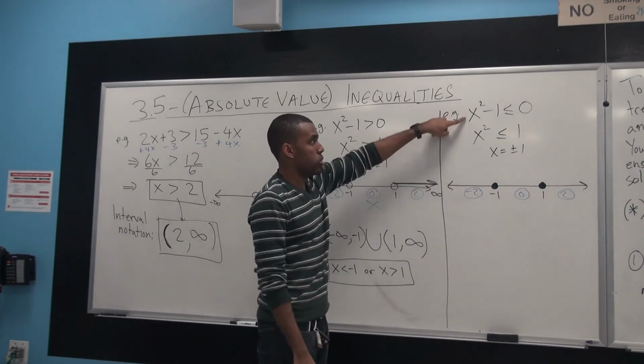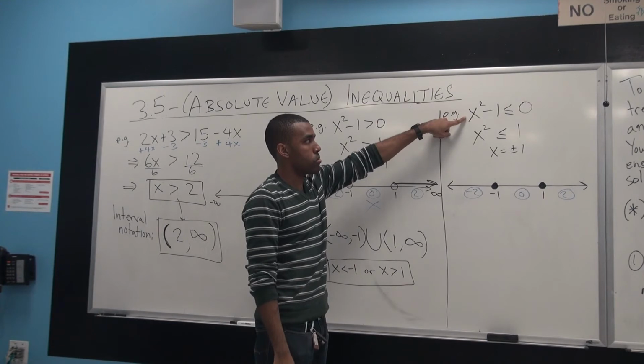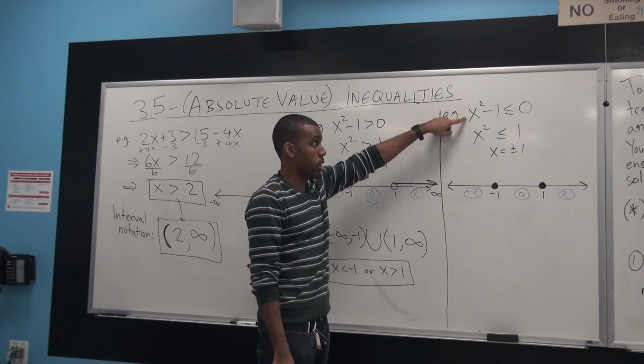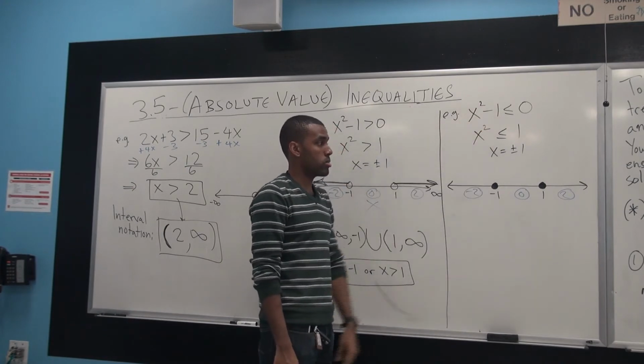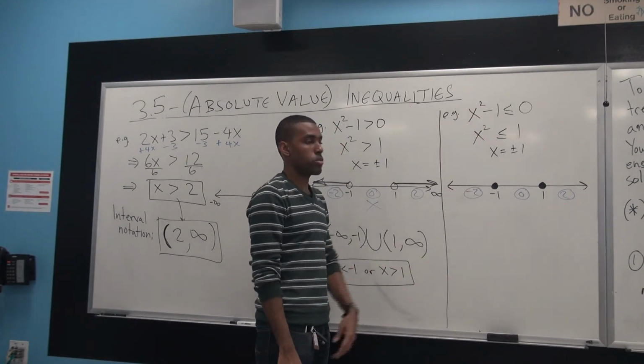If I plug in minus 2 into here, does it work? I would get 4 minus 1, which is positive 3. Is positive 3 less than or equal to 0? No, not possible. So this doesn't work.